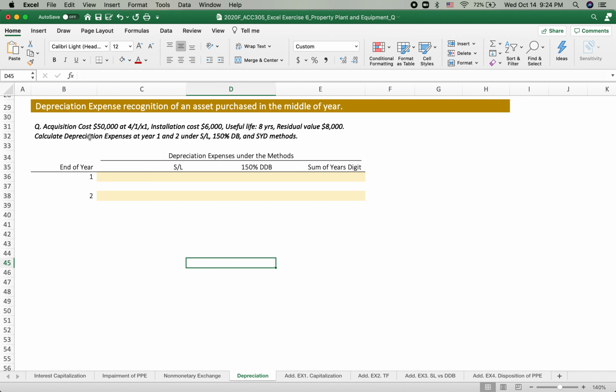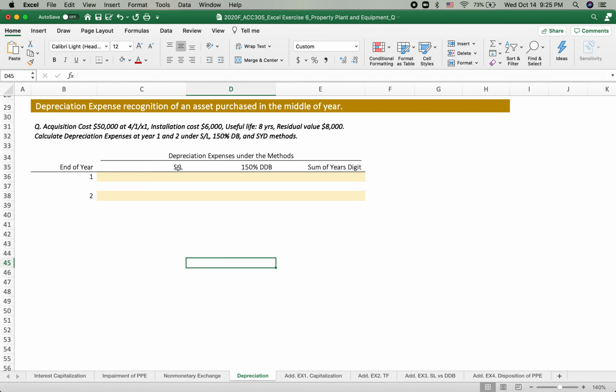Acquisition cost $50,000 at April 1st, year 1. Now, that is the real life example. We cannot assume that we purchased our asset every January 1st. It's unrealistic. So we use this realistic example to calculate the depreciation expense recognition for an asset purchased in the middle of the year. The installation cost is $6,000, which we should include in the acquisition cost as well. And useful life 8 years, residual value $8,000.